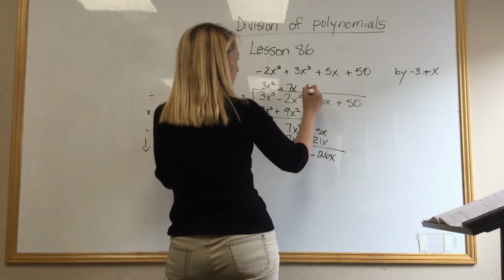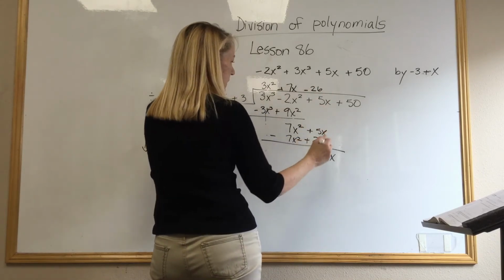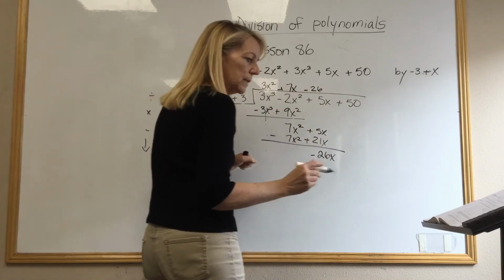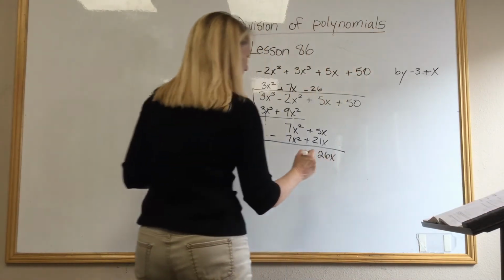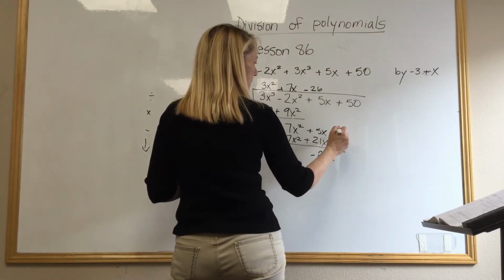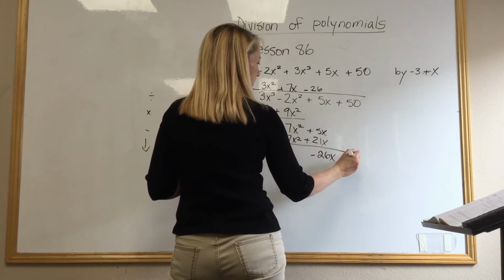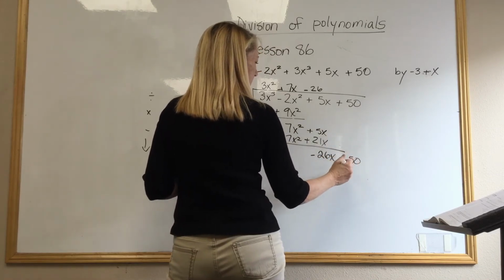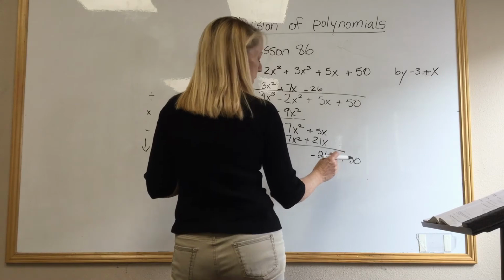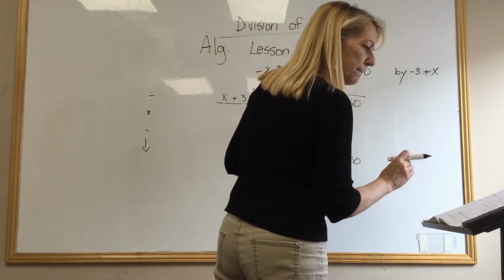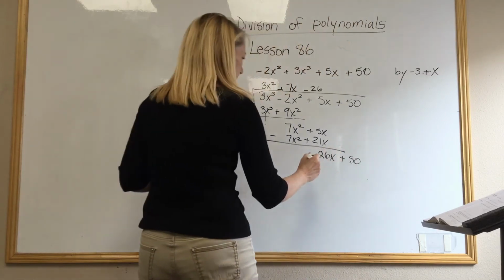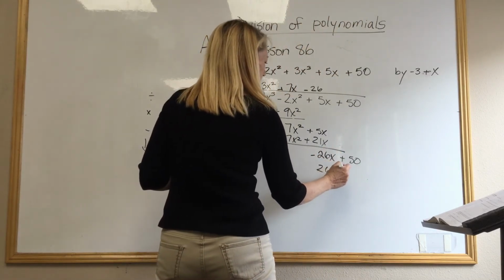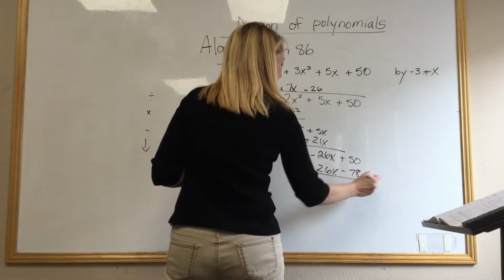So now I'm going to multiply this by negative 26. 3 times negative 26 is, I'm going to let them do the math for me, negative 78. I'm bringing down the 50. Bring down the 50. I'm not writing this down right. Plus 50. 26x minus 78. There we go.